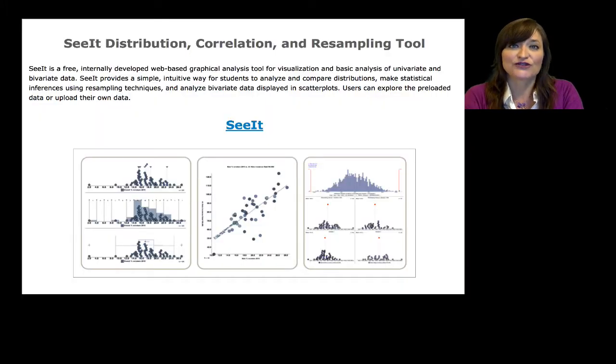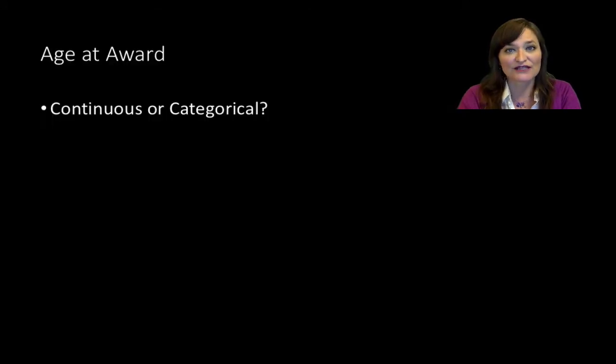We're going to introduce a new tool today. So we're going to be looking at a visualization tool that was created right here at UC Davis. It's called See It. For this part of the tutorial, we're just going to be focusing on one variable, their age at award.